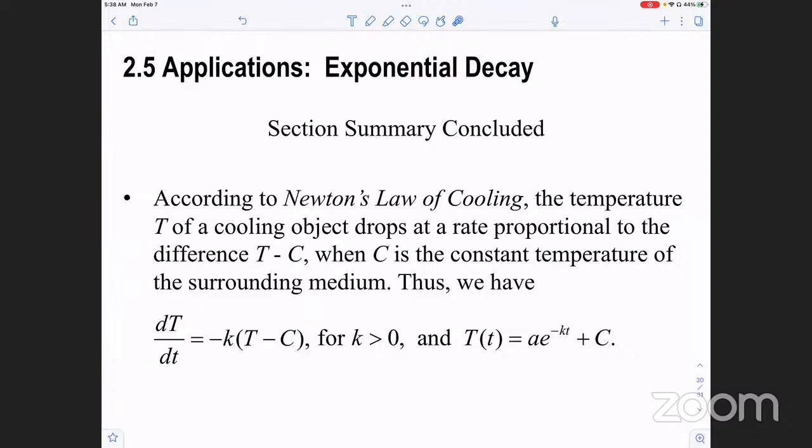And then Newton's law of cooling: the temperature of a cooling object drops at a rate proportional to the difference T minus C, where C is the constant temperature of the surrounding medium. So then dT by dt is this, right? For some positive K, and we have this. And so this one is a solution to this scenario. So those are just some applications of exponential decay.